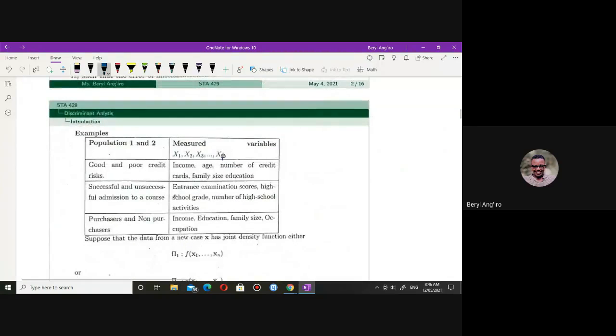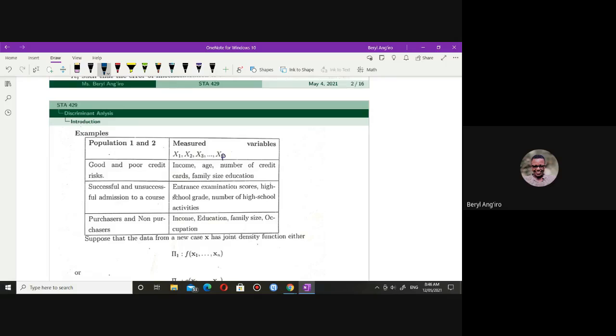For example, we have populations 1 and 2, and then we have the measured variables x1 up to xp. So we have good and poor credit risk. We can have income, age, number of credit cards, family size, etc. So you see which population to assign given the values of these variables, income, age, etc.